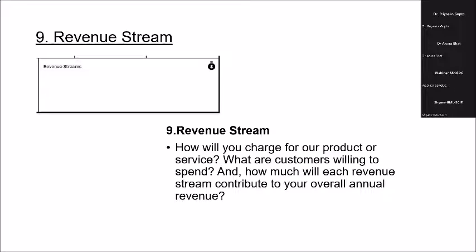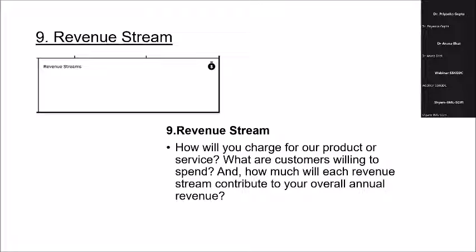Now coming to the 9th point, which is the revenue stream. From the key activities, customer relationship, customer segment, to the cost structure, now last comes the revenue stream. Where are the key channels, or the potential partners, from whom revenue comes? How will you charge for your product or service? What are the customers willing to spend, and how much will each revenue stream contribute to your overall annual revenue?